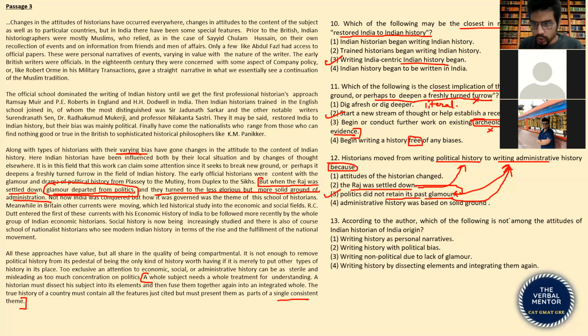According to the author, which of the following is not among the attitudes of Indian historians of Indian origin? Attitudes of Indian historians of Indian origin. Okay. Obviously, number 4 is not one of the attitudes. This is what he prescribes in the last part. So this was an easy question. Author says that this must be done, which is not right now done. Okay. And he deplores the fact. So number 4 is the answer. This was an easy question.